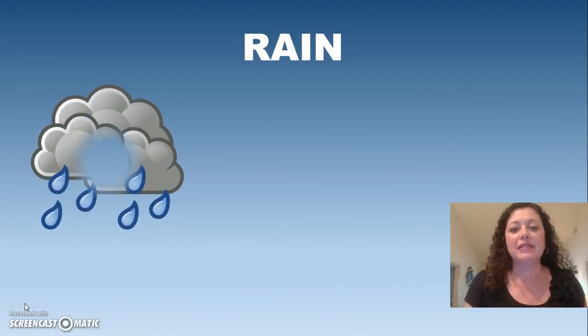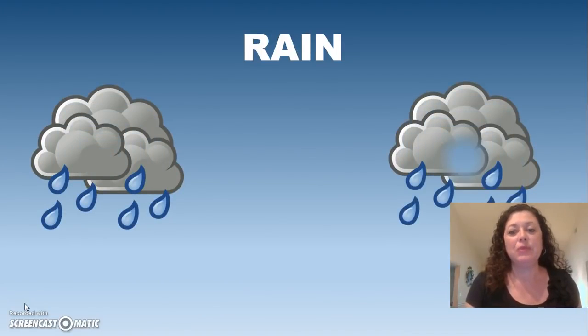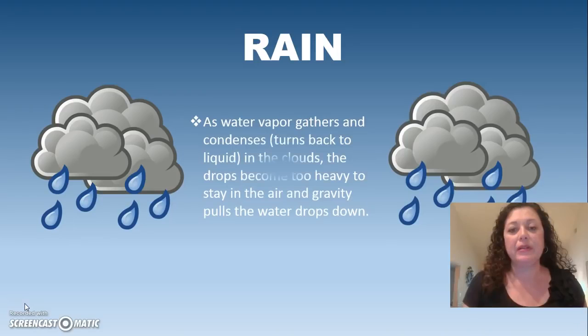Okay, so our next type of precipitation would be rain. Again, as water vapor gathers and condenses, remembering that's cooling and turning back to liquid, the drops become too heavy to stay in the air and gravity does pull the water drops down.